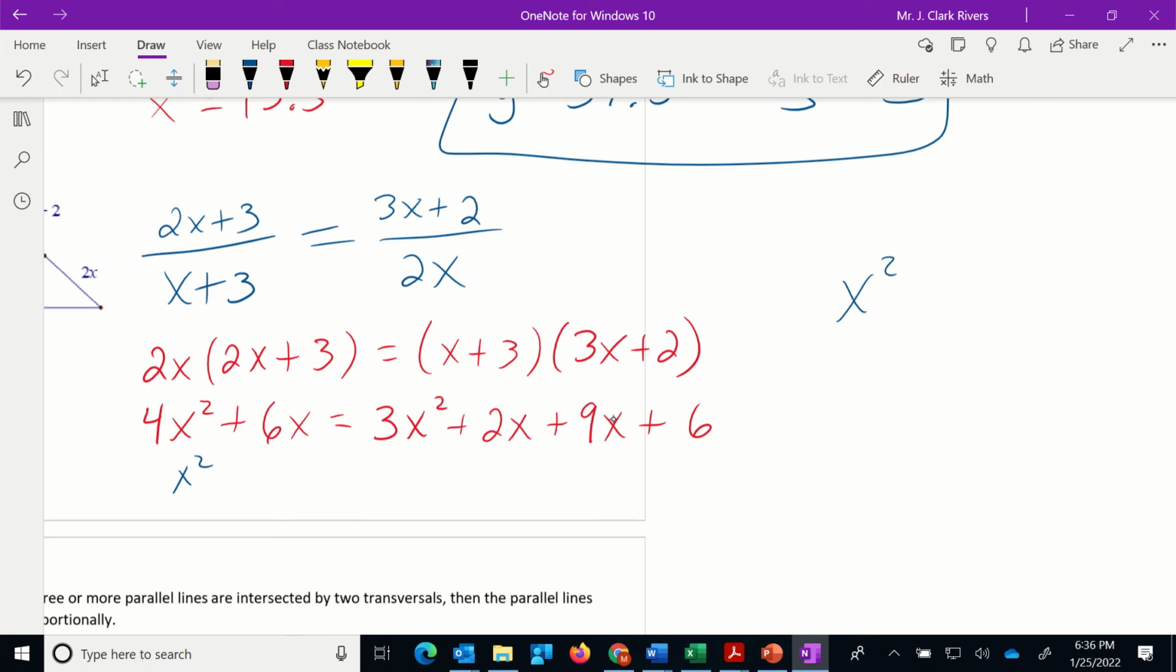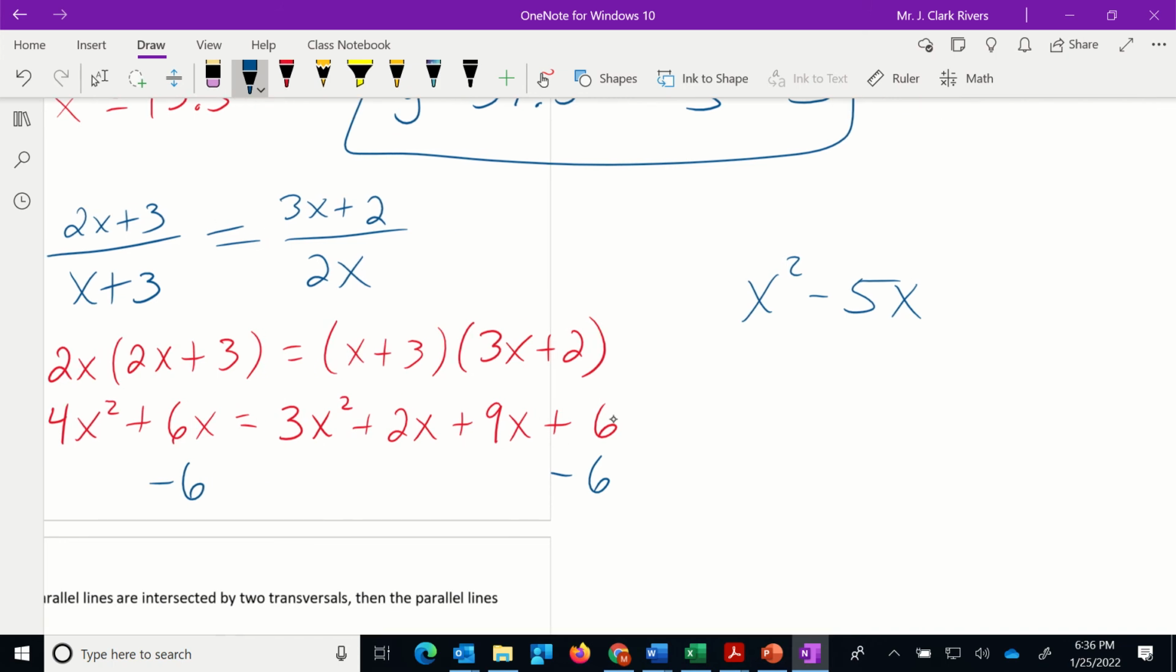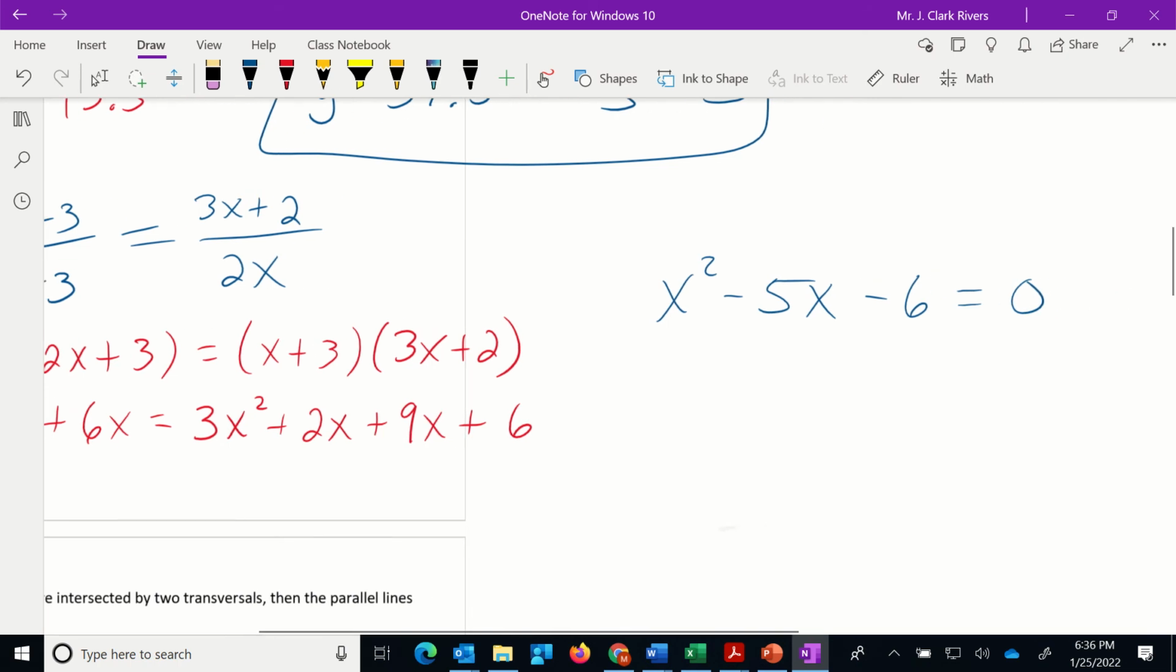And let's keep bringing everything over to the left side. So 2x plus 9x, that's 11x. So we're going to subtract 11x. 6x minus 11x, that's negative 5x. And then finally, positive 6, we need to subtract 6 from both sides. Well, there's no 6 to combine on the left side, so we subtract 6. And now we're equal to 0. Okay? So we have a quadratic.